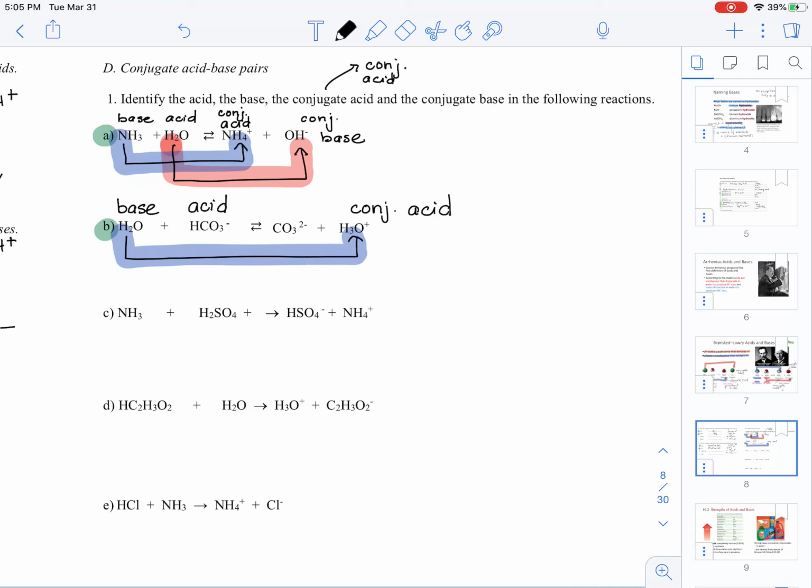And we can see that HCO3 negative 1 forms CO3 2 negative. So that's how we know it lost a proton. Okay. So that CO3 2 negative is going to be the conjugate base of HCO3.